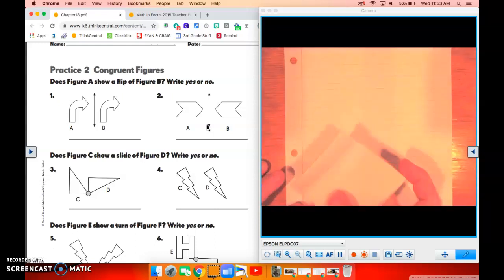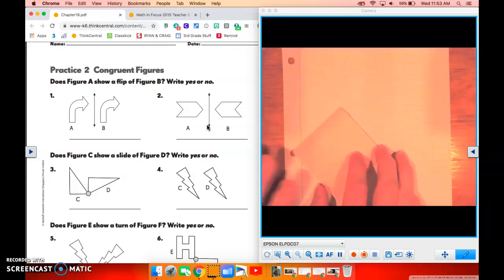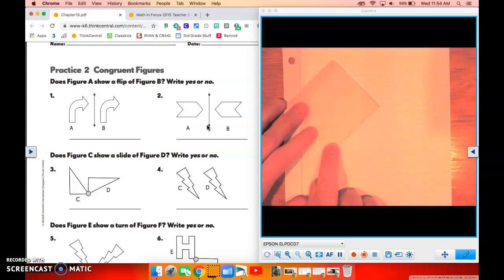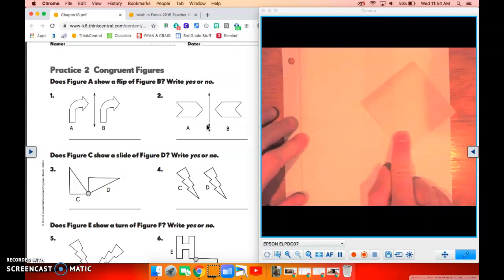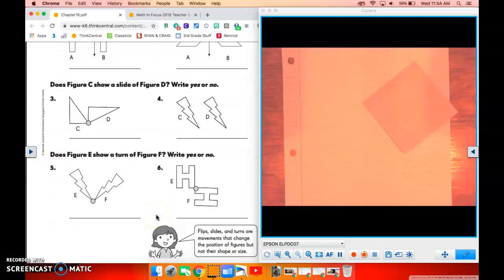Now 4, it has the 2 lightning bolts, okay? So we're going to pretend this is the bottom of our lightning bolt, and all they did is move it over to here. And the lightning bolt is facing the same exact way. So for 4, yes, that does show a slide.